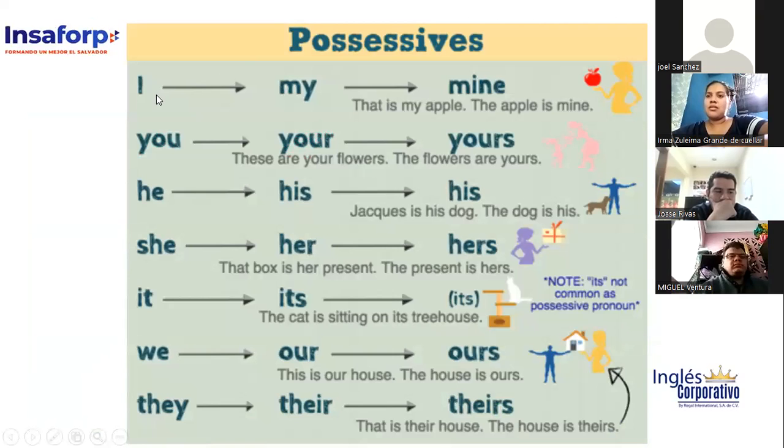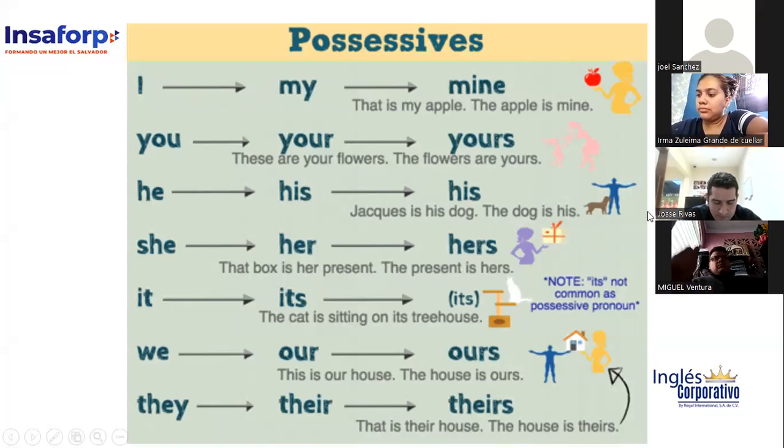Y aquí tenemos más ejemplos. I, my, and mine. Por ejemplo, that is my apple. The apple is mine. These are your flowers. Estas son tus flores. The flowers are yours. Son tuyas. Las flores son tuyas. He, his. Jacques is his dog. The dog is his. El perro es de él.